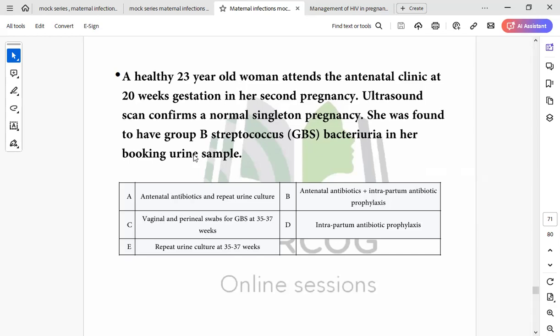I'm going to tell you something. If they didn't mention the culture count, treat and give IAP. Okay? If they didn't mention the count. But if they mention the count and they told you that the colonization is less than 100,000, what are you going to do?